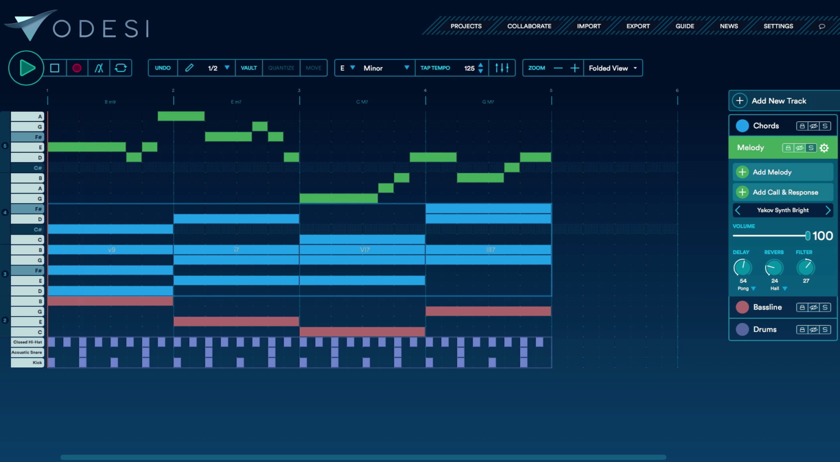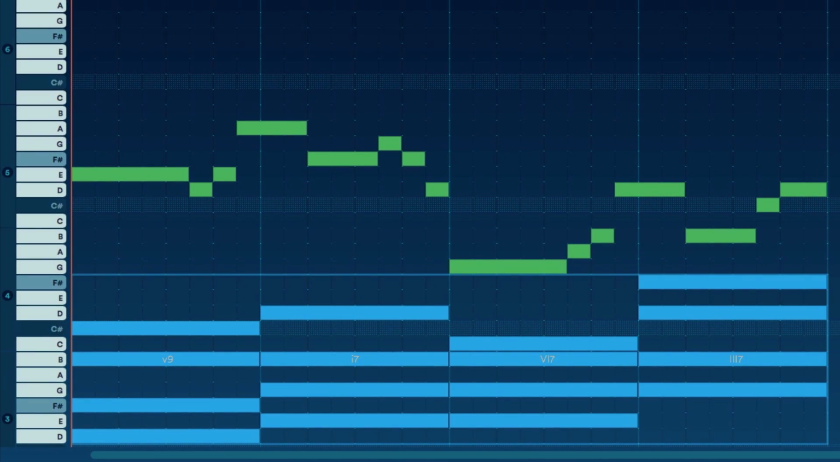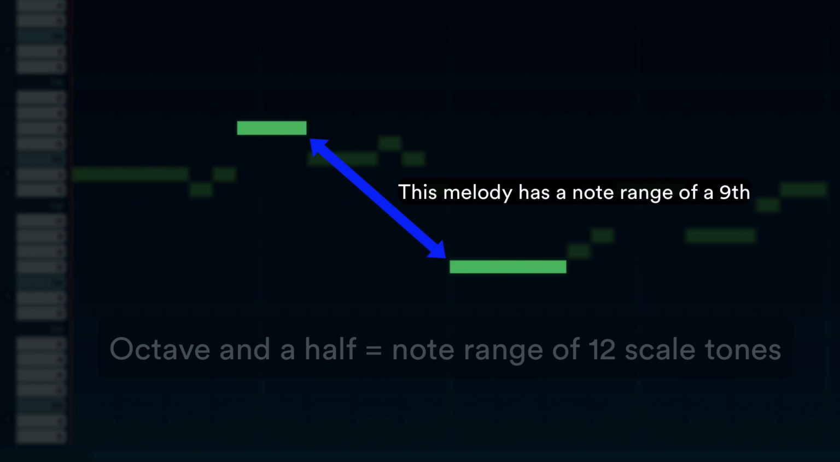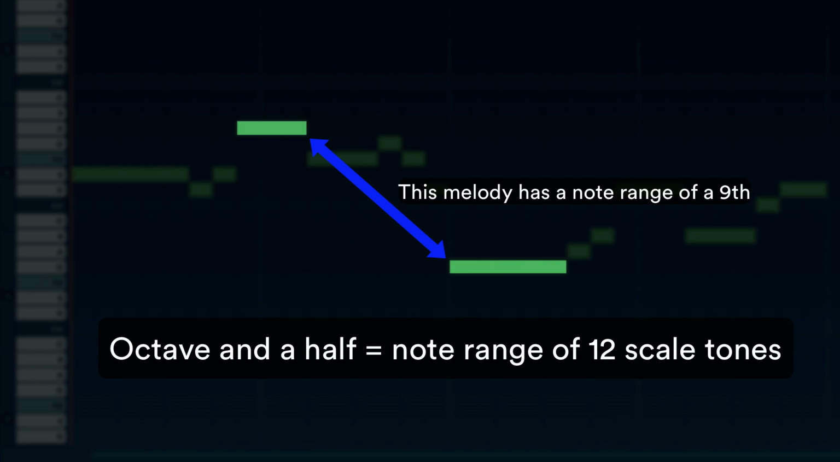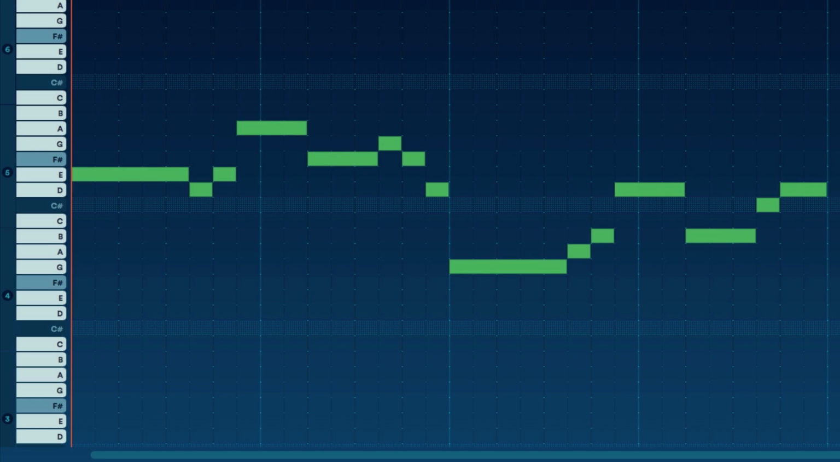One important element of a good melody is note range. Generally speaking, it's best to keep the distance between the lowest and the highest notes of your melody within an octave and a half. This is because great melodies are easily singable. A melody with a super wide range of notes can make it hard for the human voice to sing or hum, which then makes it harder for the melody to be remembered.